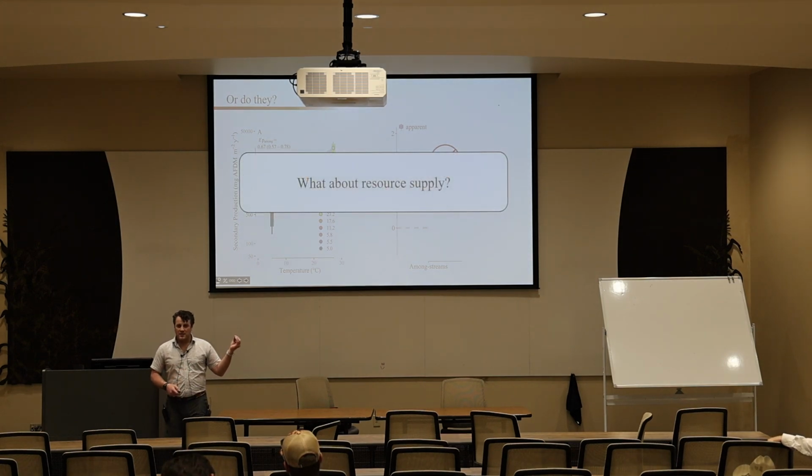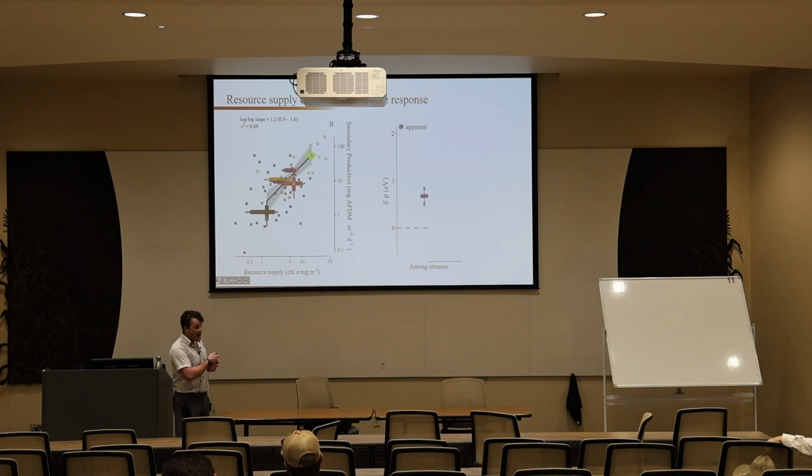But we have to think about this assumption that we laid out at the beginning. What is resource supply doing? Now we're looking at secondary production versus our proxy of resource supply, chlorophyll A. And we see very clearly that these two are connected to each other. And when you look at the log-log slope, it's pretty much on 1, which suggests that they're scaling linearly together.